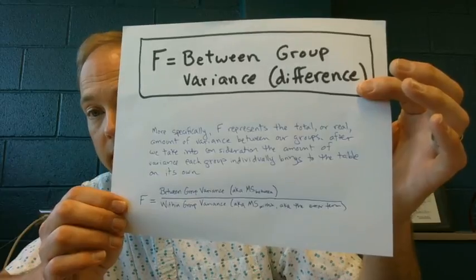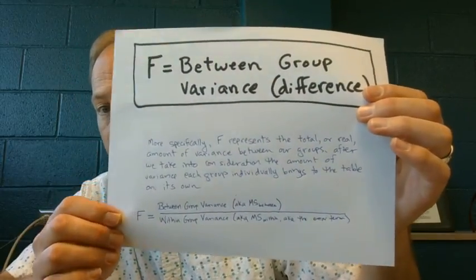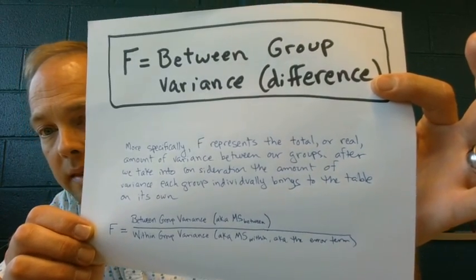Then I did produce this handout, and we'll refer to it here. I will hold it up if you want to read it, and then I will turn it back towards me so I can read it. So we've already established that F represents between group variance or difference. More specifically, F represents the total or real amount of variance between our groups after we take into consideration the amount of variance that each group individually brings to the table on its own. And I'm going to provide a little drawing to demonstrate that. But that's a very important thing. So if you need to rewind this and watch it a whole bunch, although I will repeat it as well, I would recommend doing that, because that's a really important thing to understand.